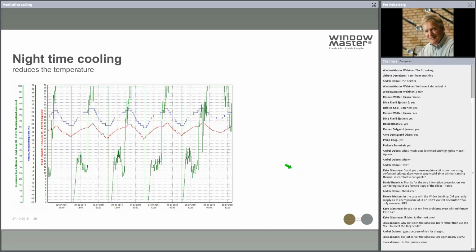So we can also look at some temperatures inside the building during a summertime period. Again we can see here the green curve illustrates how much we open the window. You can see here where we open the window 100%, that's during the nighttime. So during the nighttime we use nighttime cooling, and you can see from the red line that we can cool the building down by around 5 or 6 Kelvin compared to the daytime temperature.